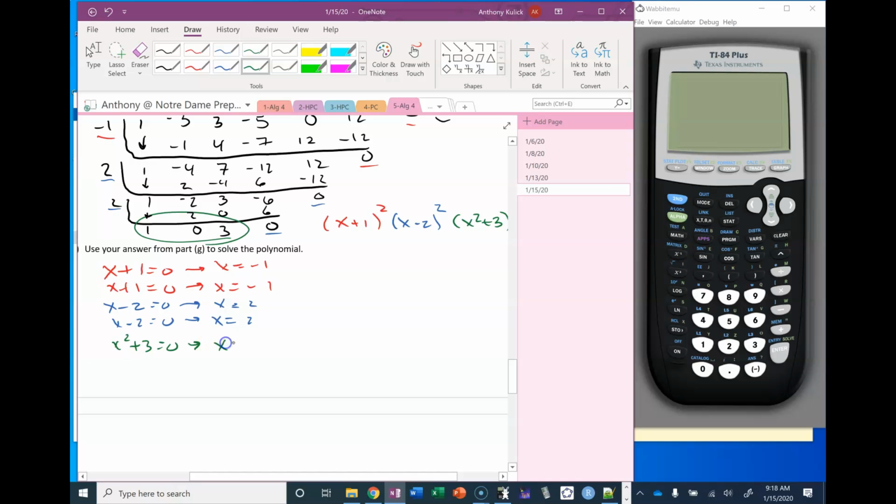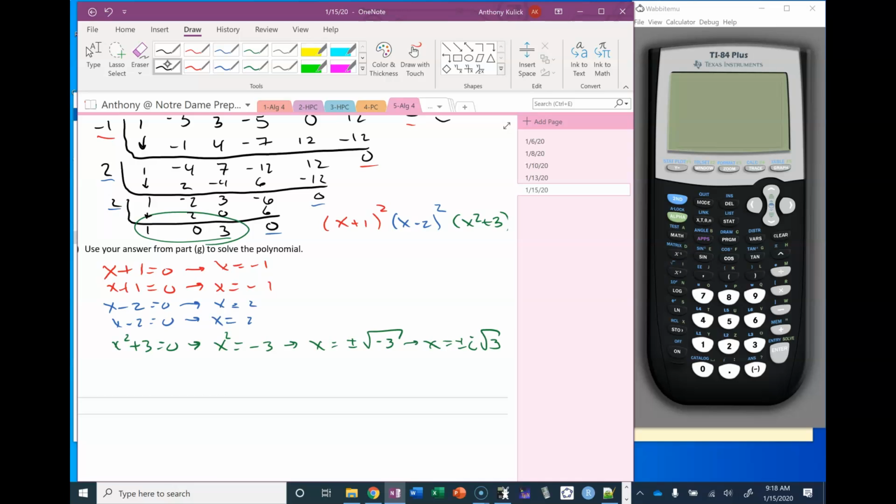And then when I subtract 3 from both sides, and then I square root both sides, and then because I'm square rooting a negative, I get my i. So there's my 2 imaginaries there at the end with plus or minus i root 3. Is this feeling any better here as we go through things?